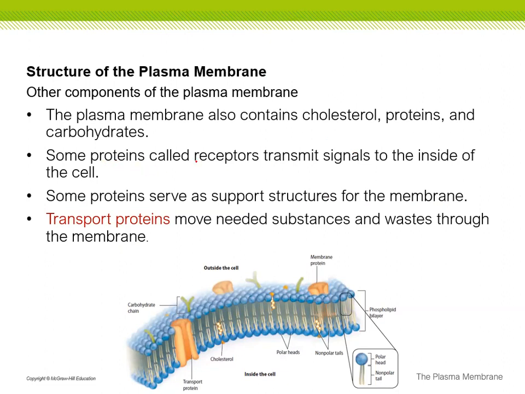Those proteins are called receptors. They transmit signals to the inside of the cell. Those proteins also serve as structural support for the membrane. And how does stuff actually move? It moves through transport proteins. The transport proteins are like highways. So they send in those signals. Think about it like a turn signal on a car, and then they move it.